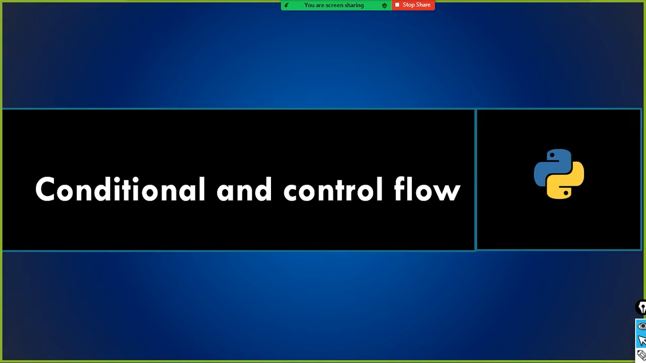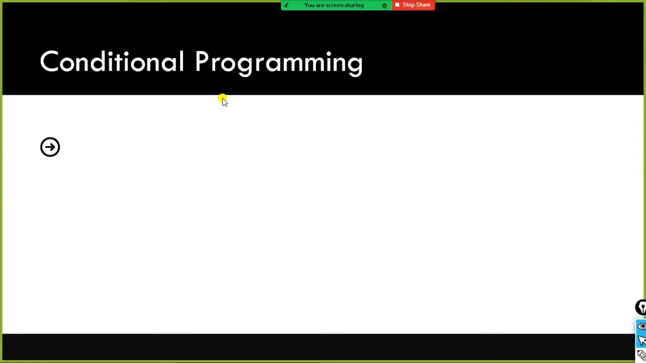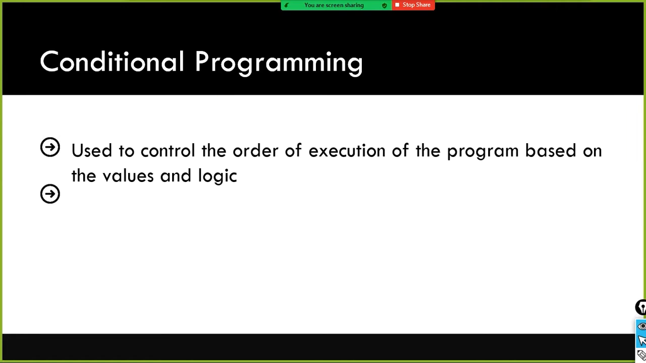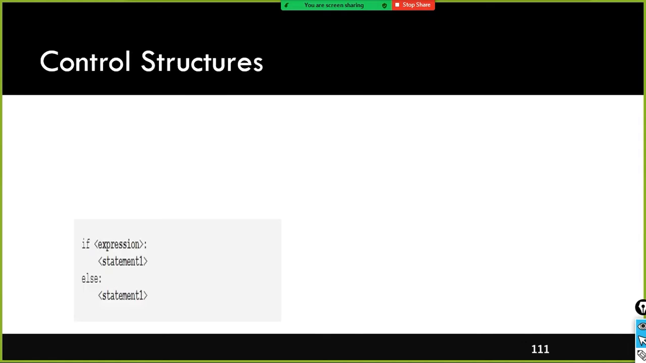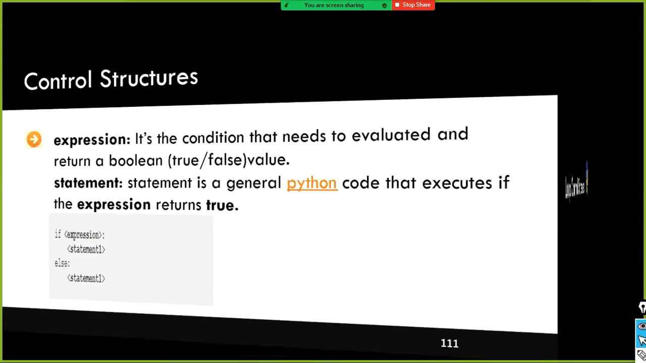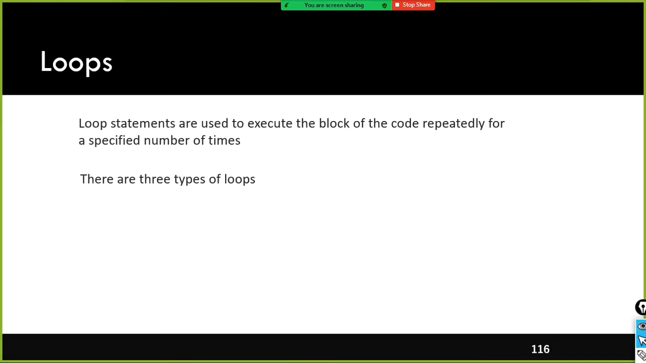So what we will do is we will quickly take a look at conditional programming. Already we discussed conditional programming is used to control the order of execution of the program based on the values and logic. There are three types of control statements: continue, break and pass. We will take a look at continue and break as part of the loop itself.